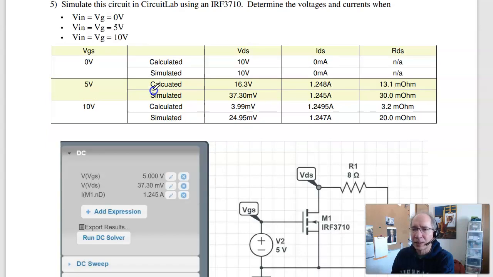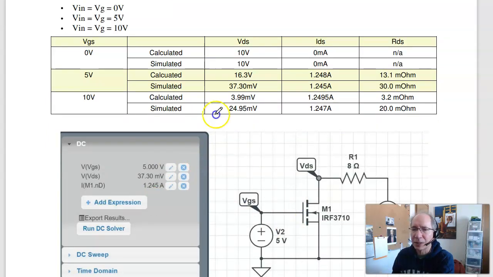Then simulate. If I throw the circuit into Circuit Lab and simulate, here's what I get when VGS is 0 volts. Sure enough, the current is 0, both calculated and simulated. At 5 volts, I calculated 16 millivolts, simulate 37 millivolts, basically 0. At 10 volts, I calculate 3.9 millivolts, simulate 24.9 millivolts, basically 0. If you look at Circuit Lab, they actually have a small resistance in series. There is a small resistance in here. I times R starts to matter when talking about 0.003 volts. From our standpoint, it's basically 0, close to 0.